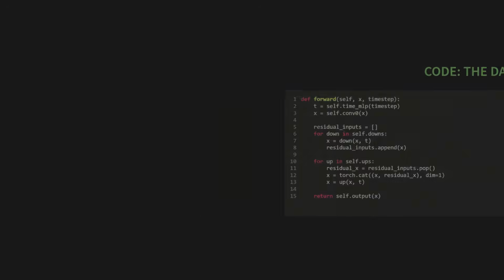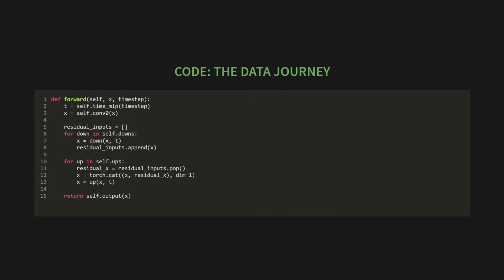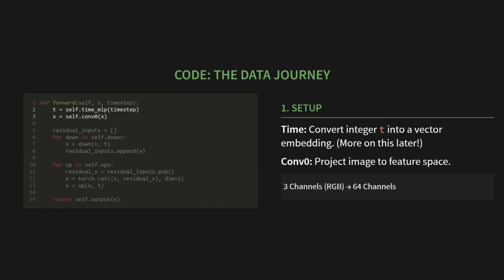Okay, let's see how this all translates to code. This is the forward method, the complete journey our data takes through the UNet. First up, the setup. The first line is t = self.time_mlp(time_step). All this does is take our simple integer time step, like 542, and convert it into a rich vector embedding that the network can actually understand.